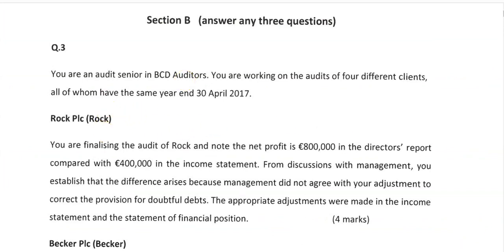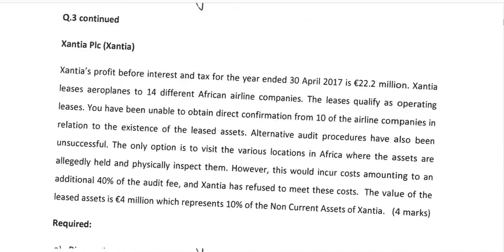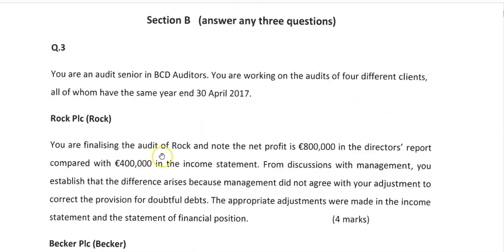Here's a question: discuss and justify the type of audit opinion you intend to issue for each of the 4 situations above. If we go back up, you're finalising ROC, net profit is 800,000 compared with 400,000 in the income statement. And so management did not agree with our adjustment to correct the provision, and it says the appropriate adjustments were made in the income statement and the statement of financial position. So the financial statements are correct, but the director's report is incorrect, it's inconsistent.